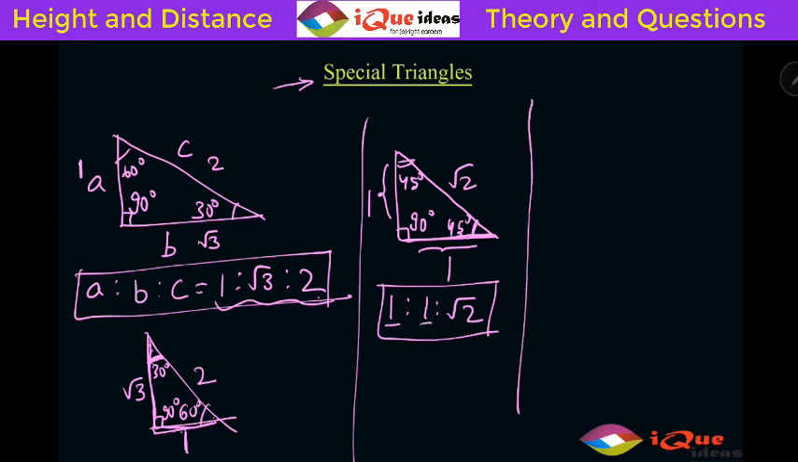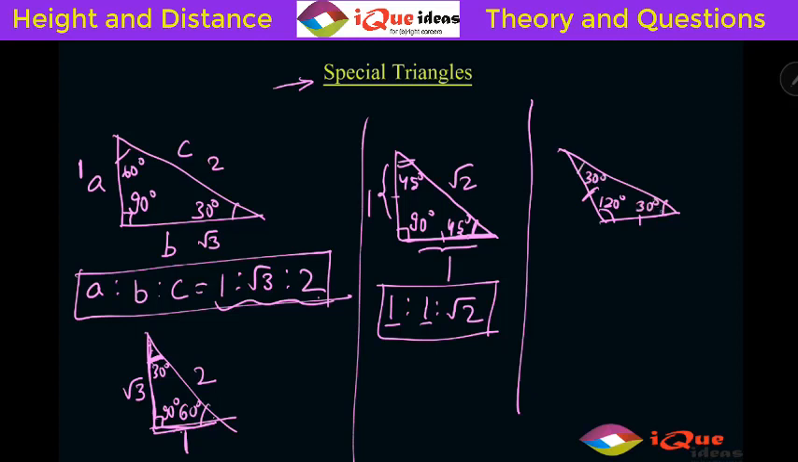Okay. And there is one very specific triangle that is 30, 30, 120 degree. In that case also you can memorize if this angle is 120 degree and these two sides are equal. Here these two sides were equal. So these two sides are equal. Then these angles will be 30 degree and 30 degree.